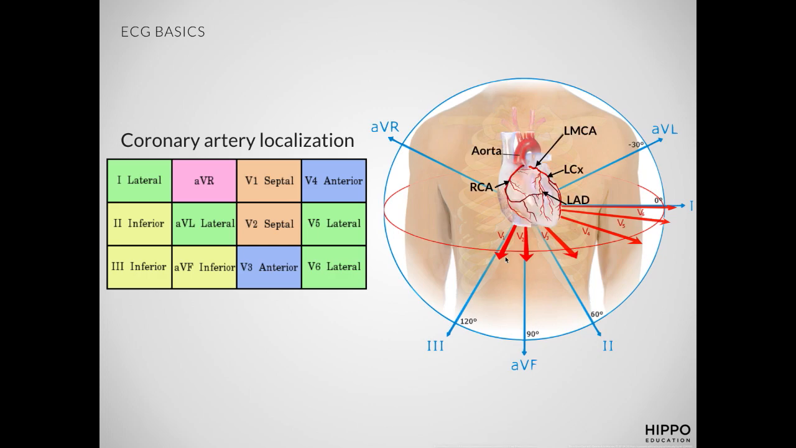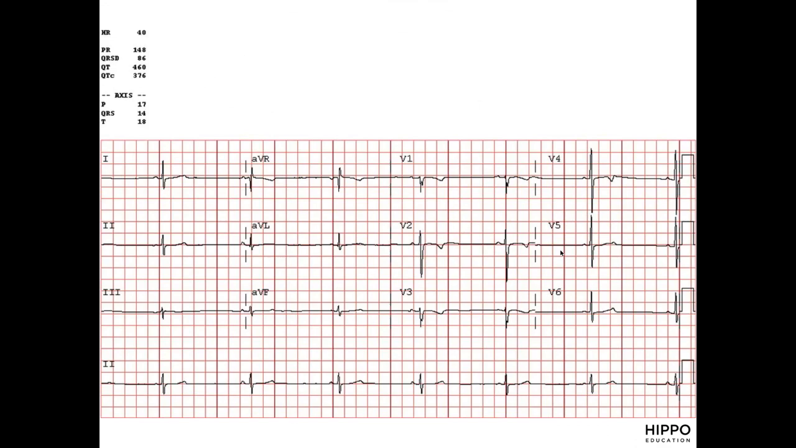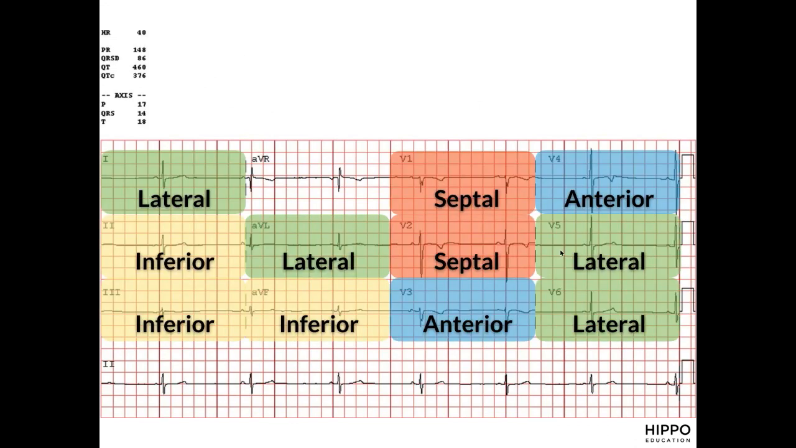How does that correlate to the coronary artery anatomy? Well, 2, 3 and AVF, which are the inferior leads, correlate with the right coronary artery, versus 1 and AVL with V5 and V6, that's the lateral leads, left circumflex, versus the anterior leads, which is V2, 3, 4, left anterior descending. So you can see, again, on this ECG, 1 and AVL, lateral, V5 and 6, also lateral, inferior 2, 3, and AVF, and then V1 and 2, people call septal, and 2, 3, 4 will be anterior.